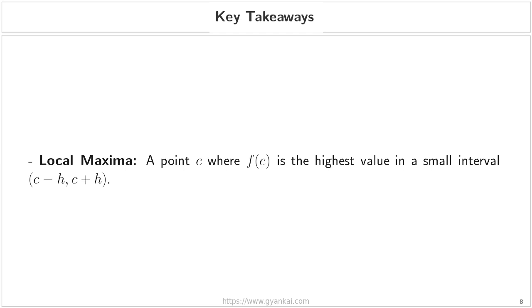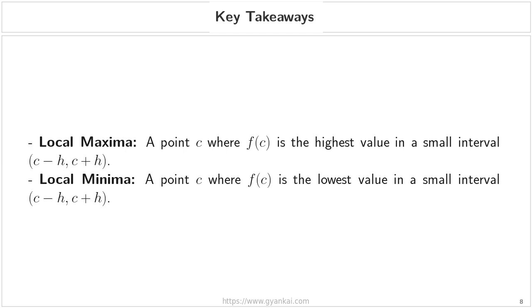Key takeaways. To wrap up our lesson on this topic, let us review the key takeaways to ensure you have a solid grasp of these concepts before we move forward. First, let's recap the local maximum. A point c is a point of local maxima if the function value at c is the highest value within a small open interval, specifically from c minus h to c plus h. Similarly, a point c is a point of local minima if the function value at c is the lowest value within that same small interval, from c minus h to c plus h.